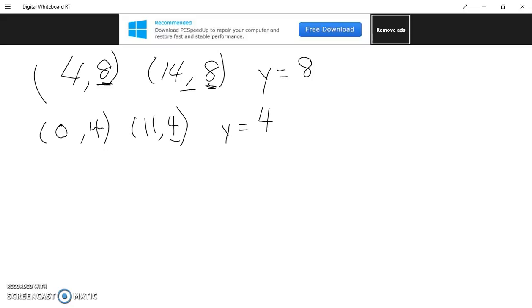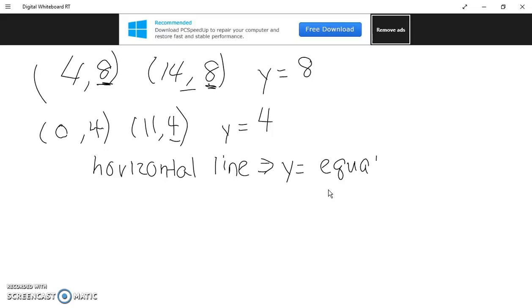All right? So when we have a horizontal line, we have a y equals equation. Okay? And that's because all of our y values are going to stay the same.